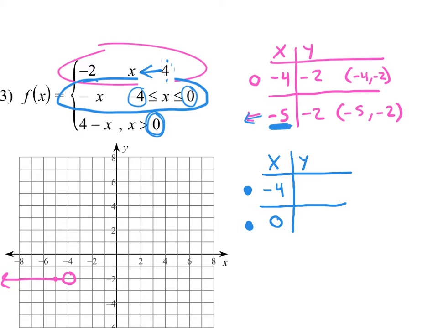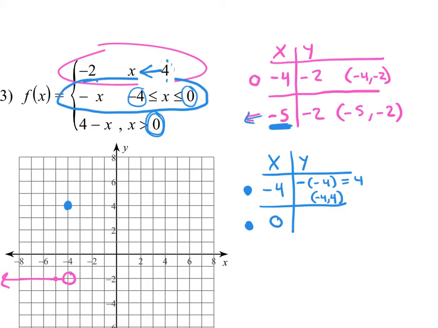Okay, so let's plug in -4. So we have a -4. What is -4? Positive 4. So then what's our point? (-4, 4). So we go to the left 4 and up 4 and put a closed circle there.